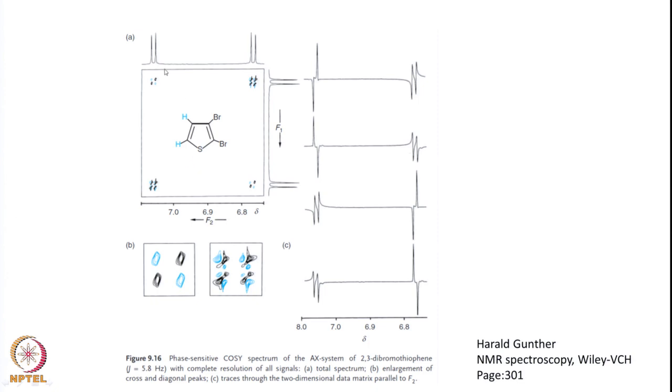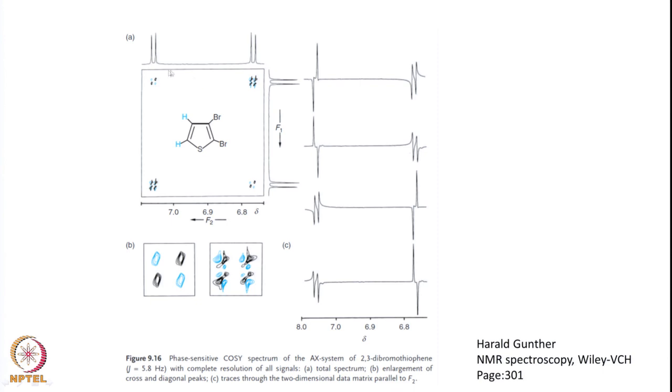If you look at the one-dimensional spectrum indicated here, it has 2 doublets along the F2 dimension, and also 2 doublets along the F1 dimension. This is one of the spins and this is the second spin. Now you notice here, this is the diagonal peak, this is the cross peak, this is the diagonal peak, and this is the cross peak. All of these have the same sign and dispersive line shapes, and these ones are absorptive line shapes with different signs.